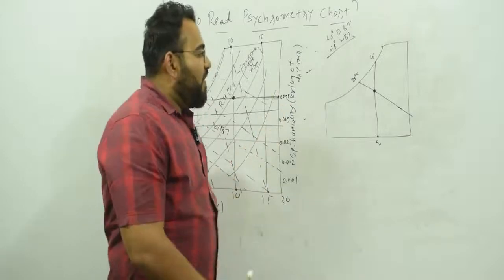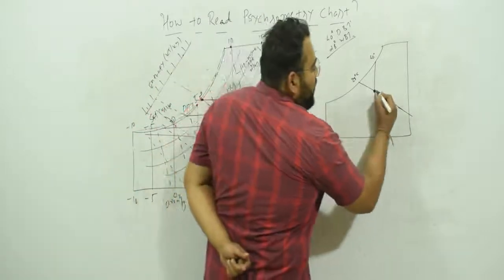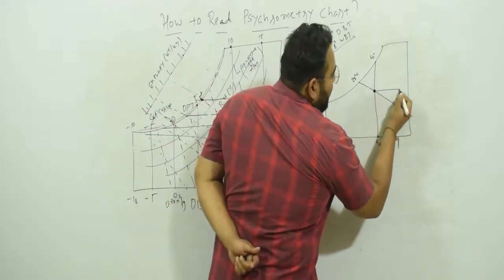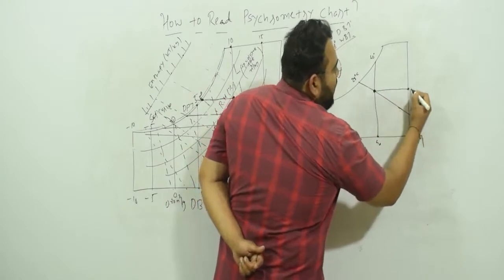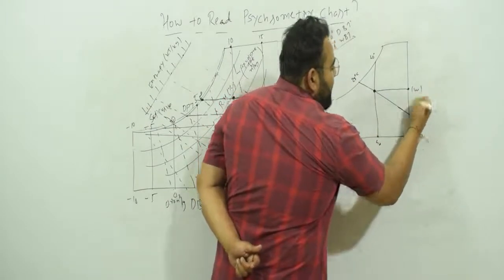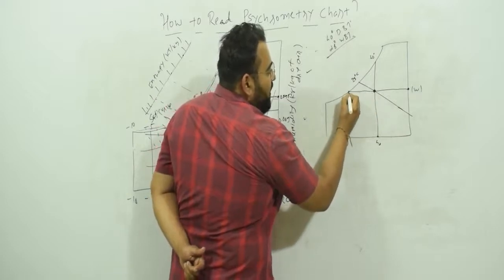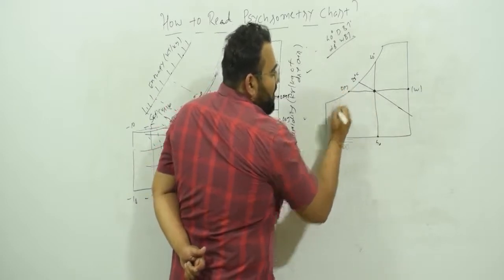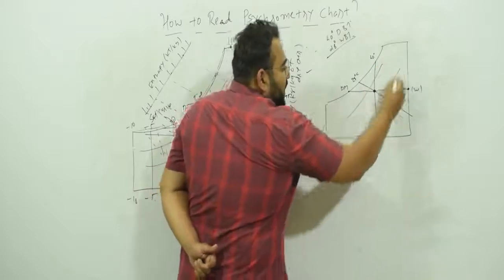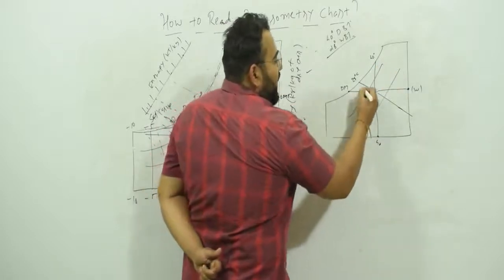Okay. Now how can you find specific humidity? From this point, go straight up to here. Whatever value is written over here shows the specific humidity. In the same way, from this point go straight over here. Whatever the temperature value is, that is the dew point temperature. In the same way, see where this point lies; it will show the relative humidity.